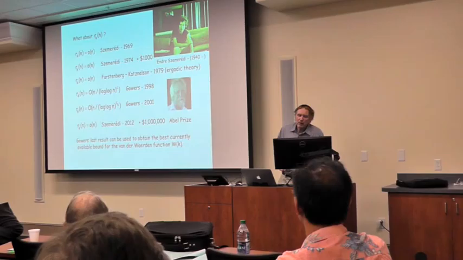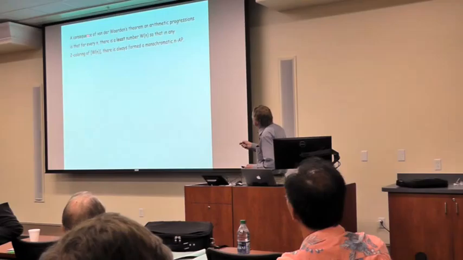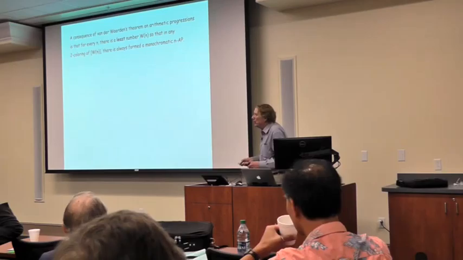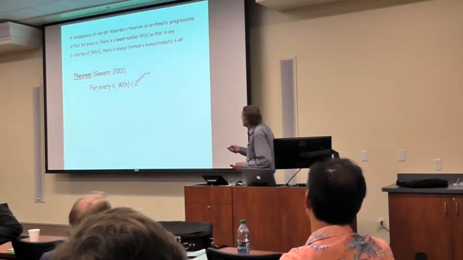What is that function? Well, the consequence of van der Waerden's theorem, the finite version, says there's always, for every k, a least number, w of k, so that any two-coloring of the integers from 1 to w of k must contain a monochromatic k-term arithmetic progression. And Gowers, as a result of his work, showed that it's less than 2 to the 2 to the 2 to the 2 to the 2 to the k plus 9. Now that was a tremendous improvement over what was known.